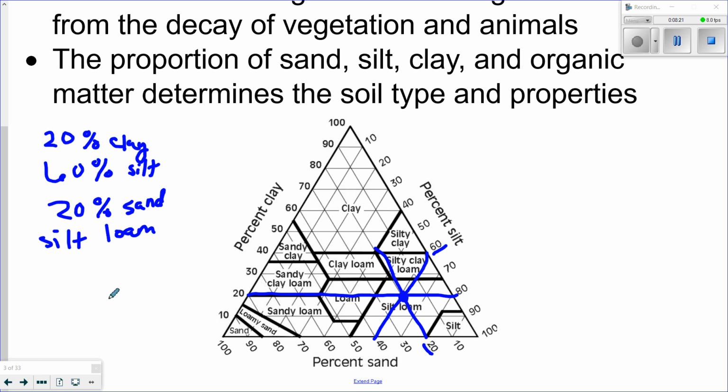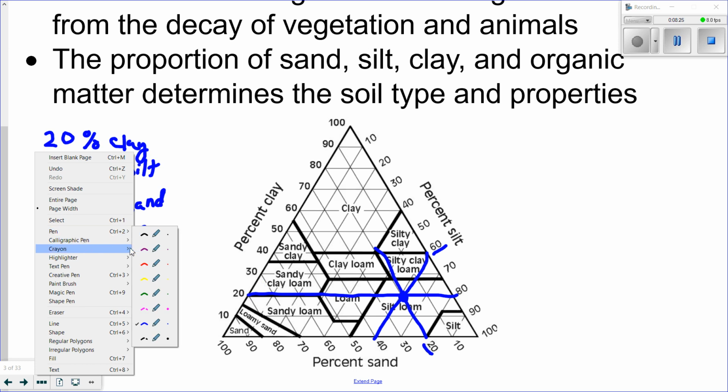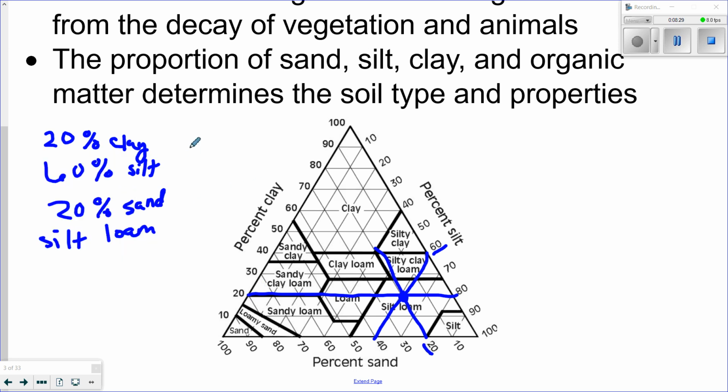So if you came across something, I apologize, let me change color. If you came across a sample that said it's 10% clay, 70% silt, and it didn't give you the percentage for sand, well, 10 and 70 is 80, so sand would have to be 20. You could figure out that missing percentage if needed.